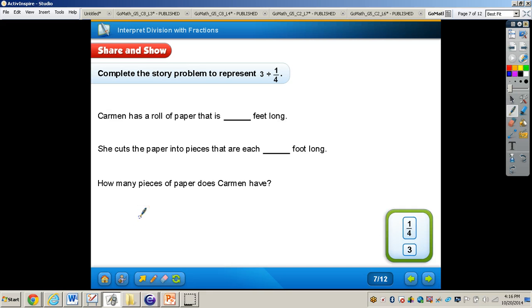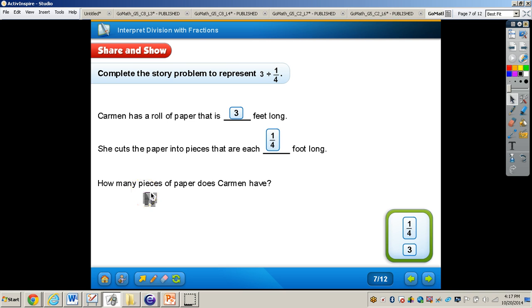Okay, I want you to complete this problem all by yourself. What you need to do is just complete the story problem to represent 3 divided by 1/4. I want you to work through this problem all by yourself, and pause the video now. Okay, so first of all, Carmen has a roll of paper that is 3 feet long. She cuts the paper into pieces that are 1/4 of a foot long. How many pieces of paper does Carmen have?